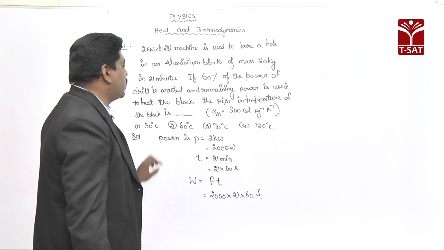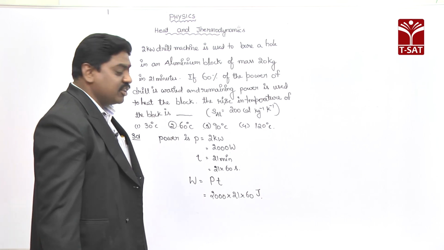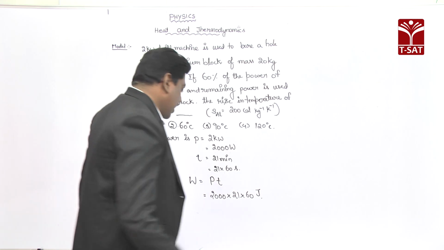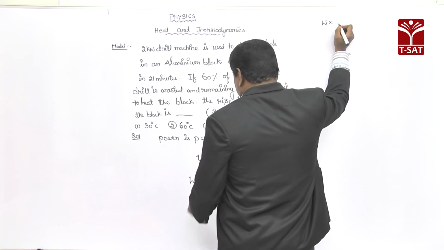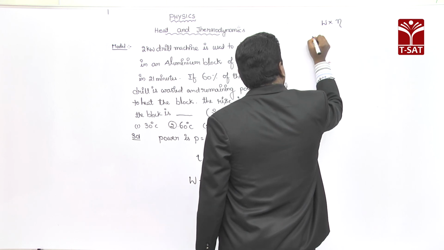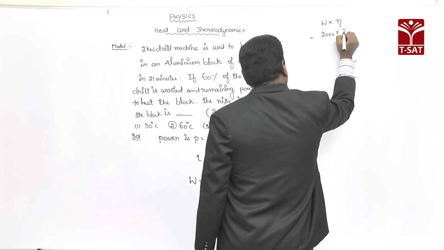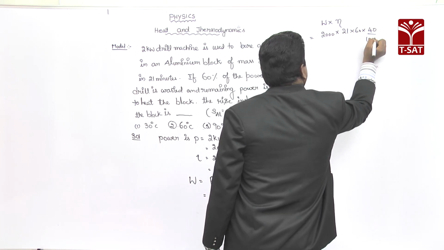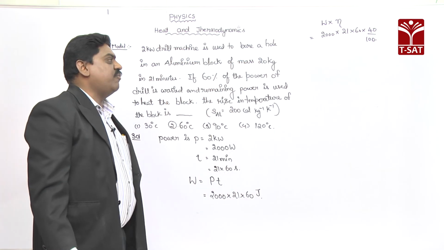But out of this work done, how much is wasted? 60% is wasted. Then the efficiency of the engine is just 40%. In that case, the efficient work done is W into efficiency. It is given as 2000 into 21 into 60 into 40%. This is utilized in raising the temperature of the block.